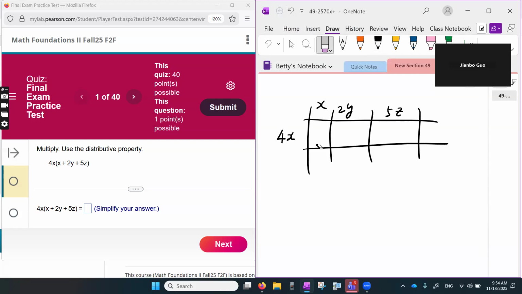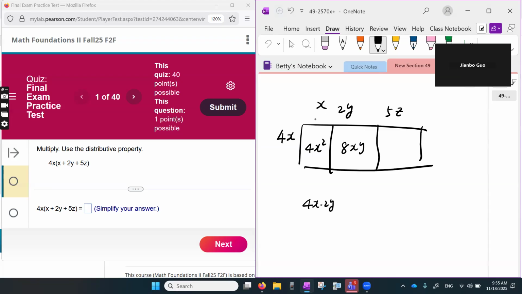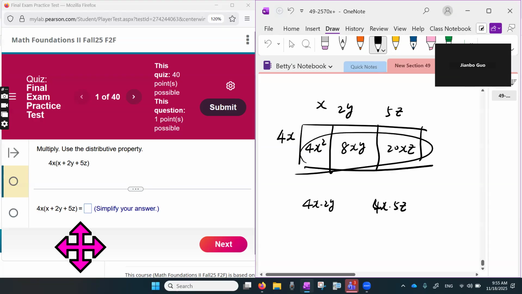Let me fix the box, make it better. Okay, so row 1, column 1, 4x times x, 4x squared. Row 1, column 2, 4x times 2y, 4 times 2 is 8xy. 4x times 5z, 4 times 5 is 20xz. And add the three terms together, we have our result.